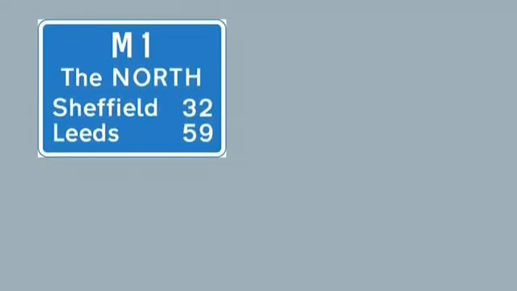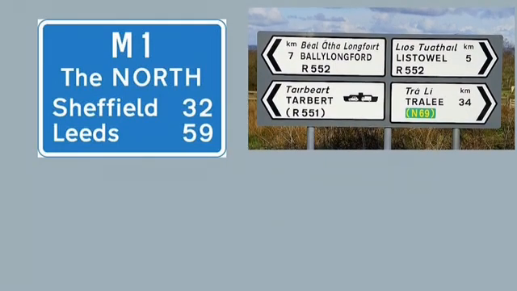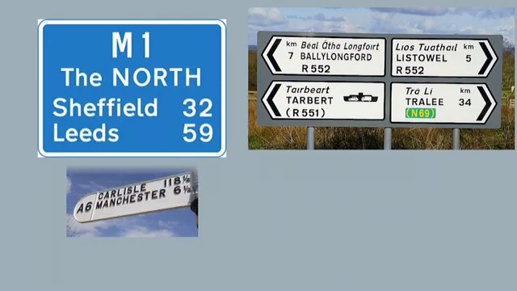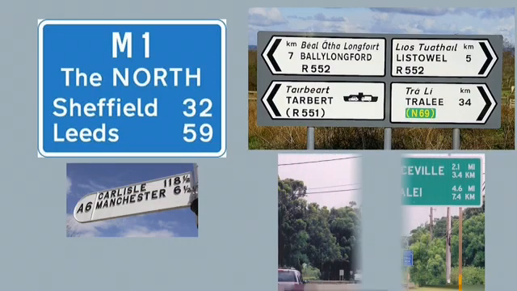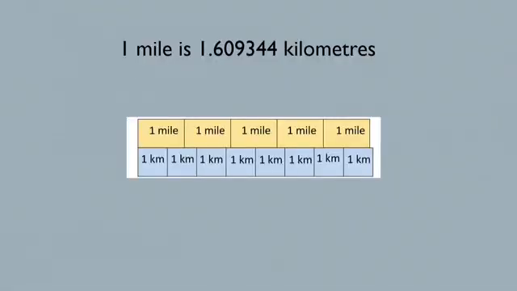So let's have a look now at times when we might see distances. So on this sign on the M1 and these signs in Ireland, these ones up near Manchester on the A6, and these ones that you might find in Hawaii. You can see there's both the miles and kilometres have been used. So we need to convert between the two.